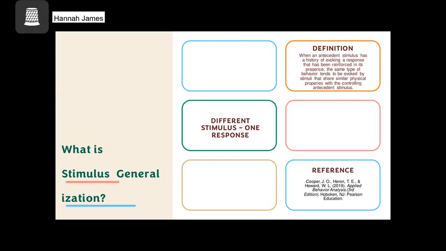What is stimulus generalization? According to Cooper, the definition is when an antecedent stimulus has a history of evoking a response that has been reinforced in its presence, the same type of behavior tends to be evoked by stimuli that share similar physical properties with the controlling antecedent stimulus. So for this one, this has different stimuli, but one shared or similar response.